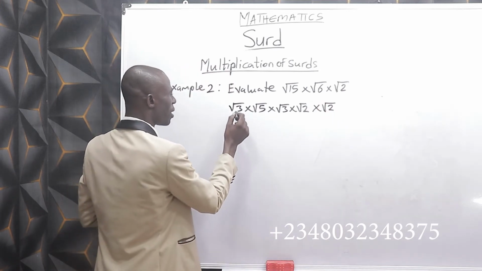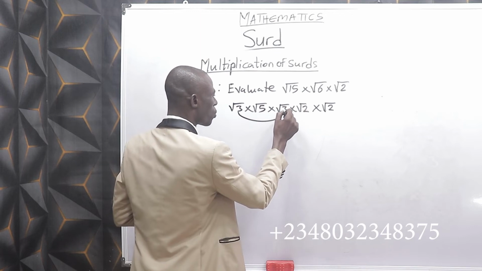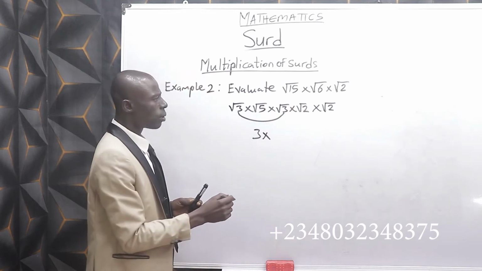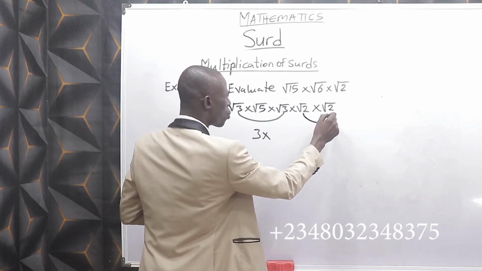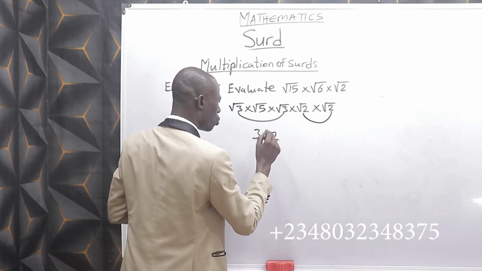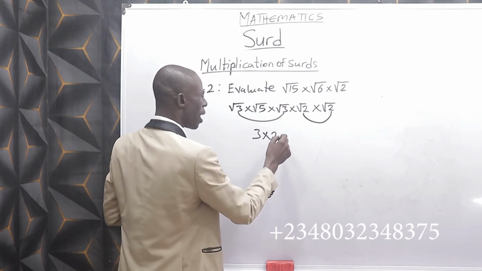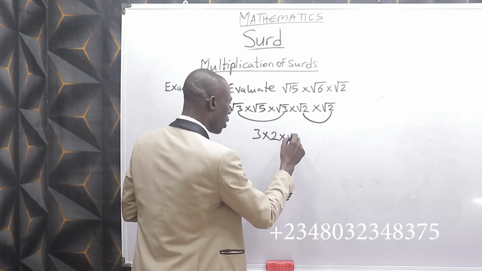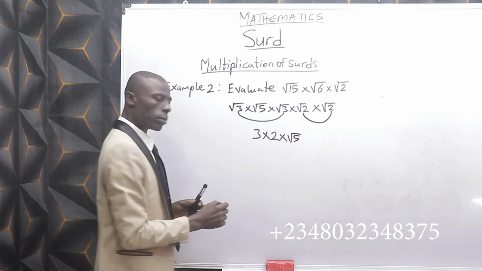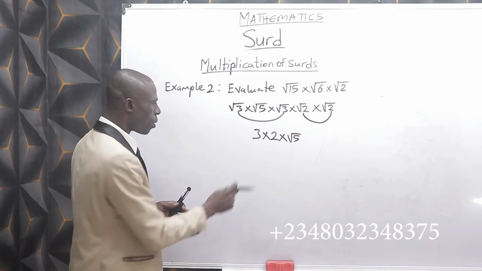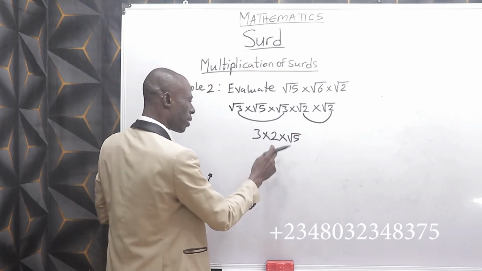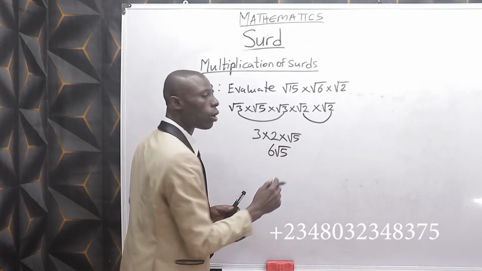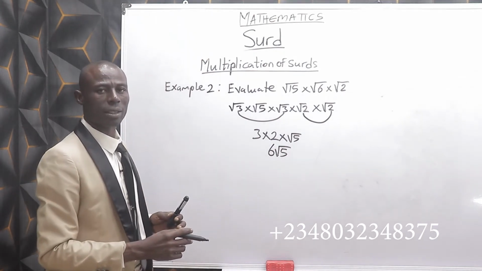So you can see that root 3 times root 3 gives us 3, times root 2 times root 2 gives us 2, times the only one thing left unused there is root 5. Do you understand? 3 times 2 is 6. 6 times root 5, that is 6 root 5. And that is how to handle something like this.